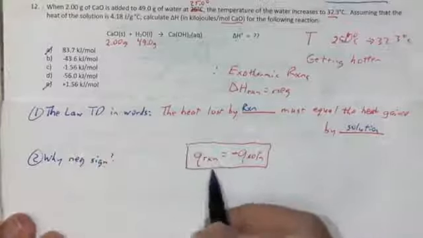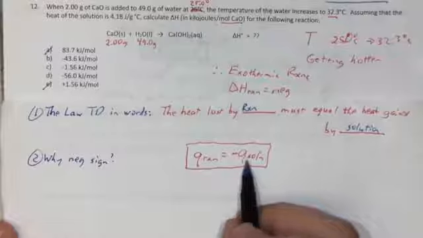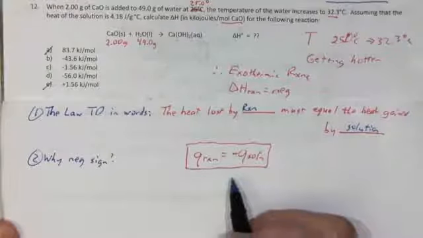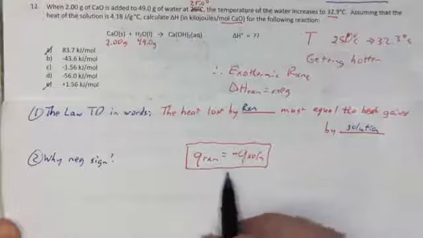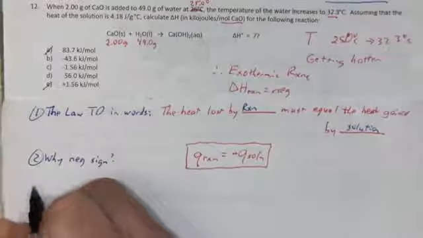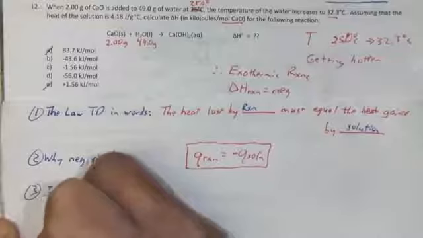There's a negative sign because the reaction is losing heat. Q of the reaction is negative. The solution's gaining heat, which is positive. So a negative times a positive makes this whole number negative. Next, in a previous problem, we did MCAT. But the third point I want to make here is, I want to say this is an important statement.